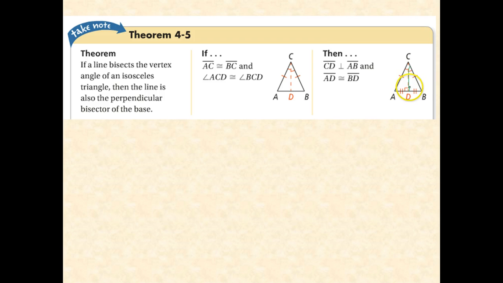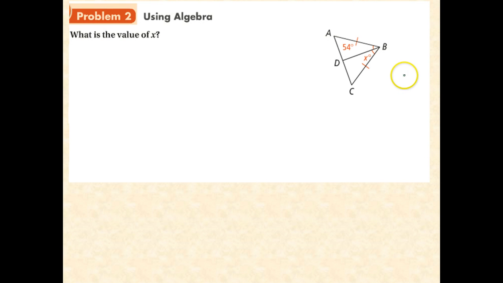So how are we going to use that theorem? I dare us to use that theorem. What is the value of x? So x is the measure of this angle right here, angle CBD. Well, I don't have any cool information yet about that. Let's see, angle A, 54, is talking about this angle right here. So angle A is 54 degrees. What do we know?